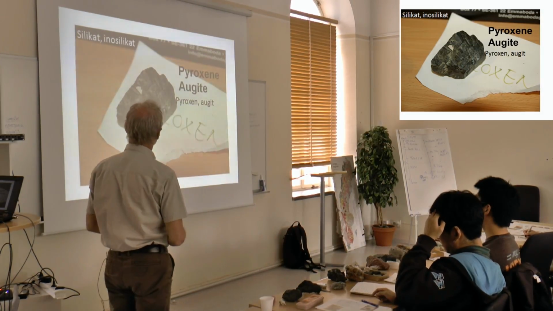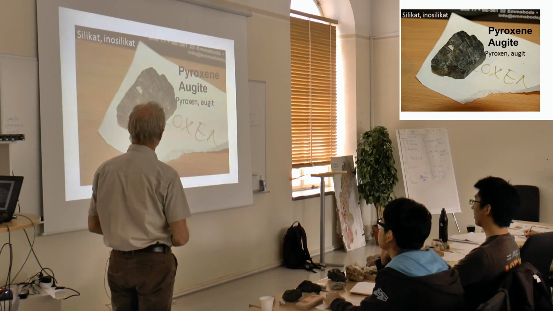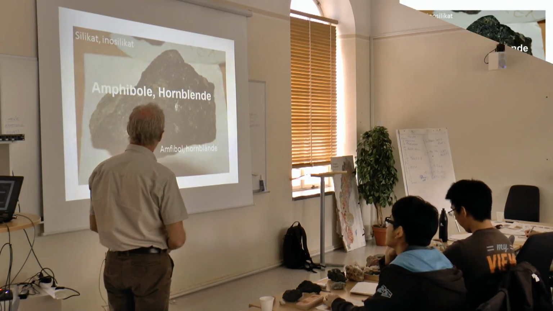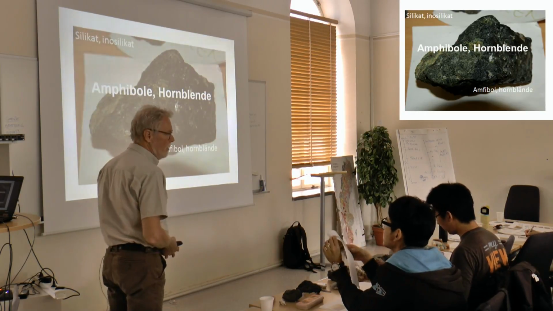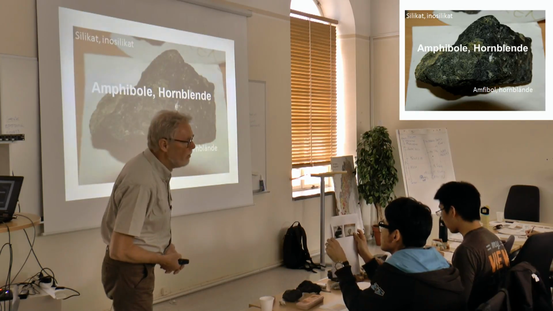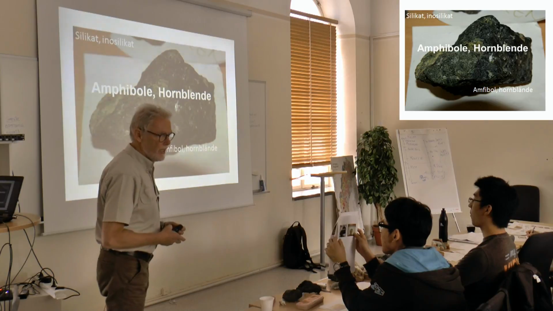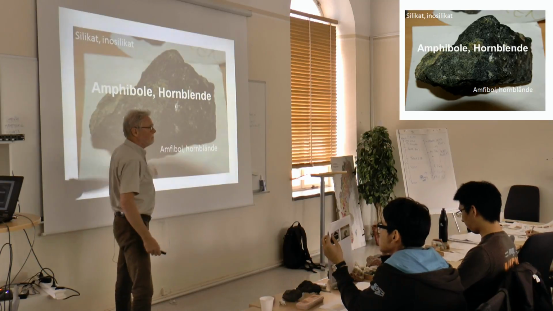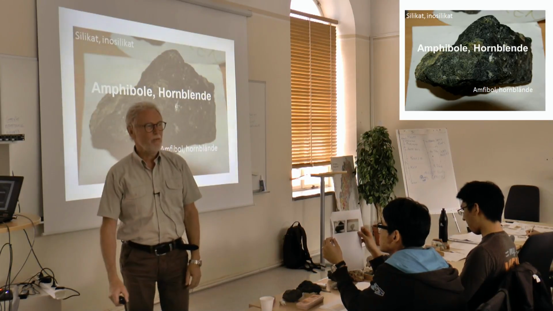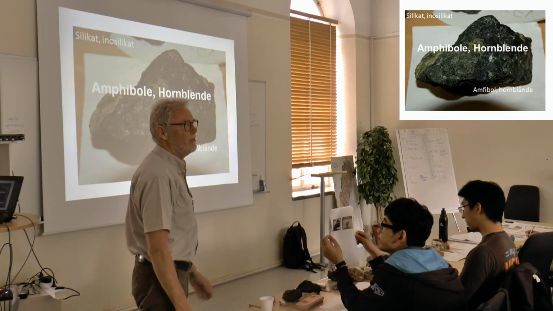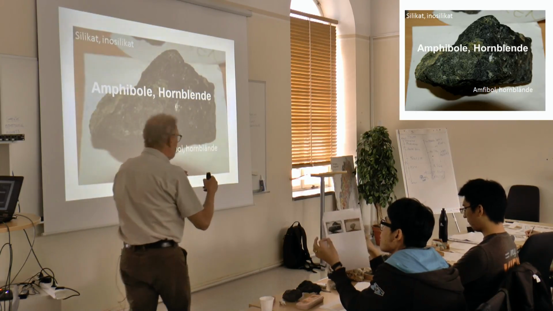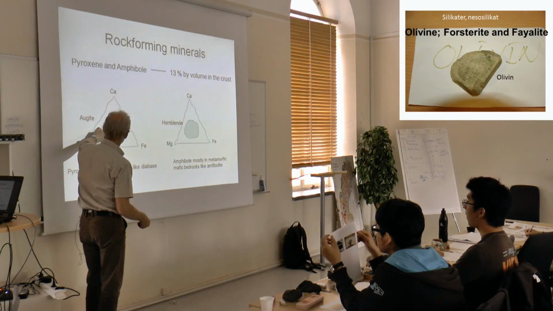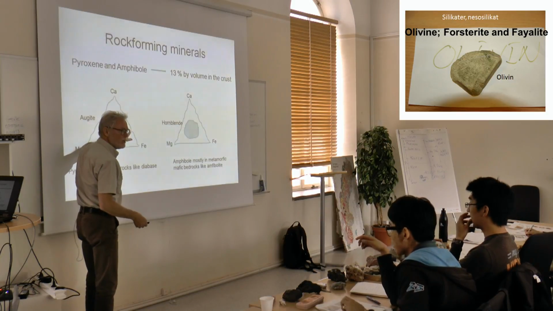This is a pyroxene, a black one, coming there. And we have this amphibole, and the most common amphibole is hornblende, and the most common pyroxene is augite. And there are many names of different types of these minerals. You see, they can have this composition, they can have any composition here.